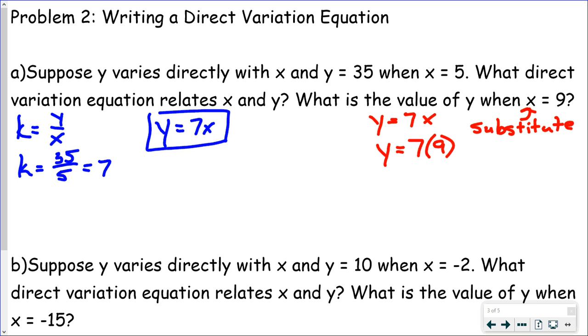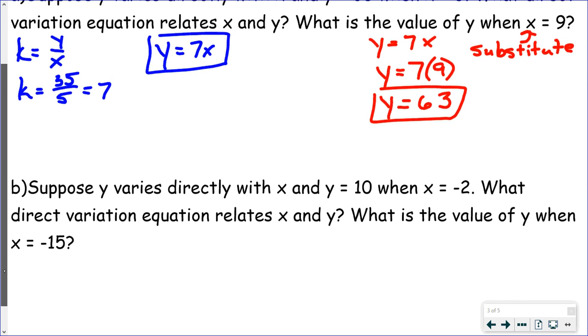Y equals 7x, that was our equation. I substituted in 9 for x, and so y equals 63 when x equals 9. There you go. So there's your two answers. Okay, so let's look at another one.